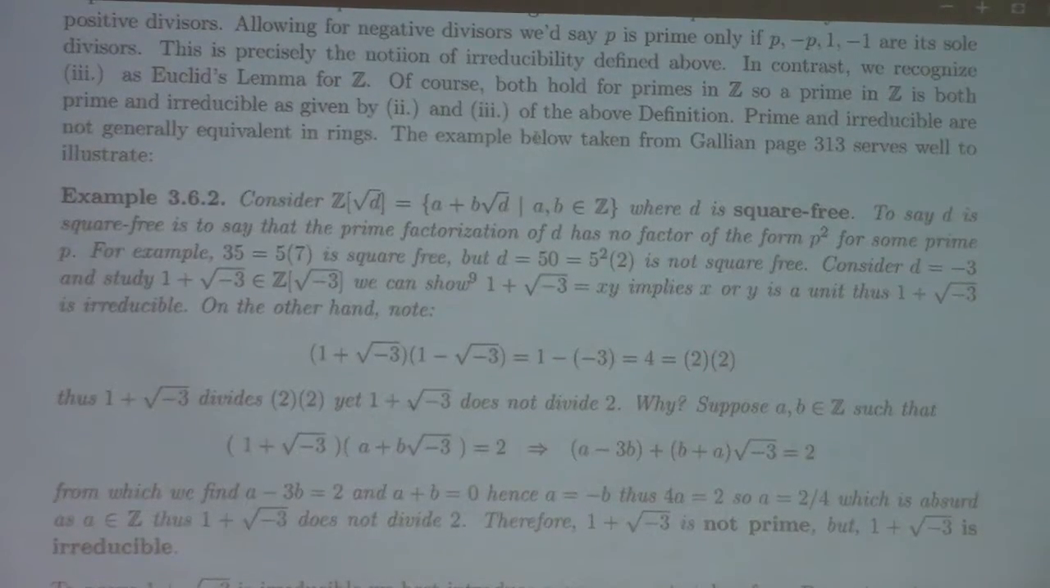Now, we're defining prime how? If 1 plus the square root of minus 3 divides 2 times 2, right? Is that true? Yeah. So 1 plus the square root of minus 3 divides 2 times 2, and yet 1 plus the square root of minus 3 does not divide 2.